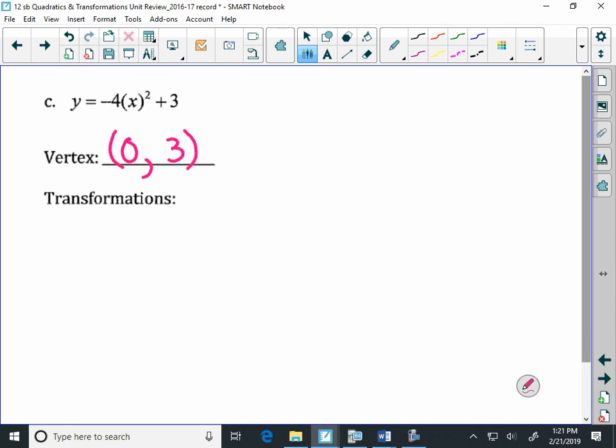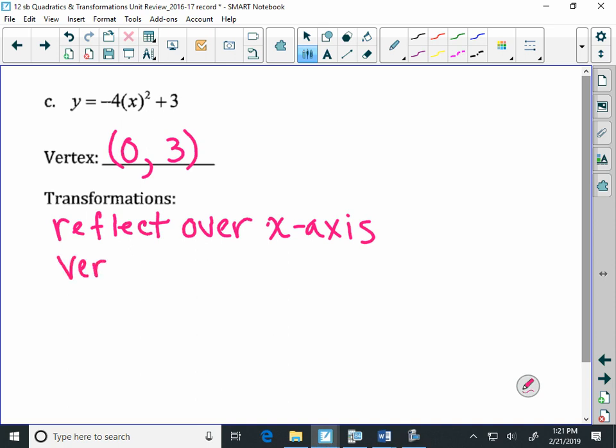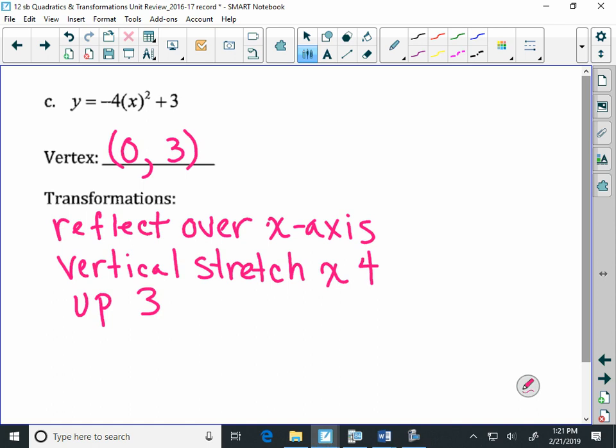And we have a couple of transformations, in fact 3. The negative in front of the function causes us to reflect the graph over the x-axis. The 4, it's separate from the negative. The 4 is a vertical stretch. And if you want to get technical, it's by a factor of 4. And then the +3 is moving our graph up 3.